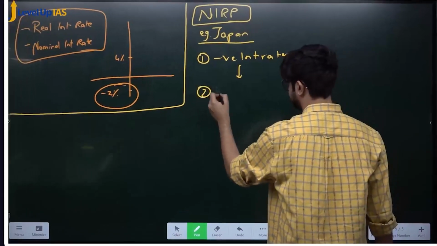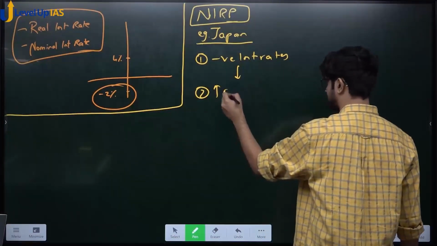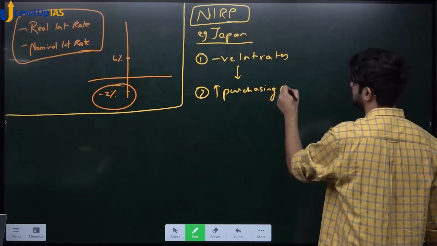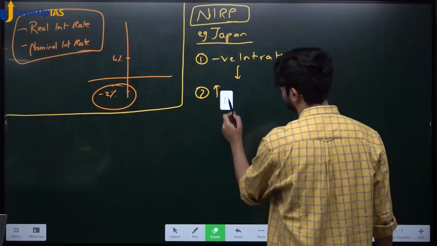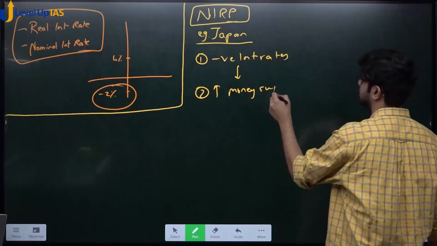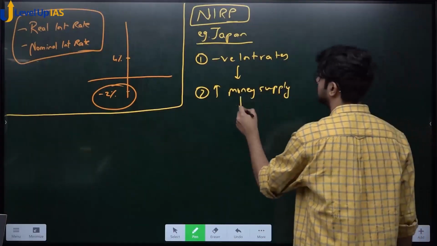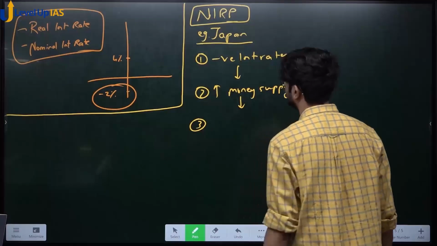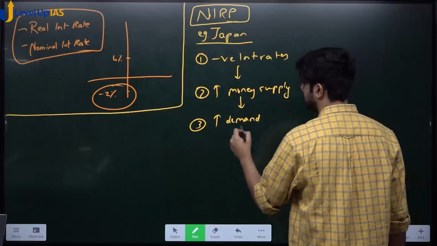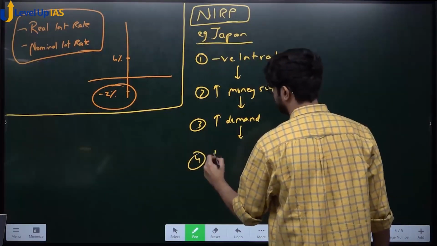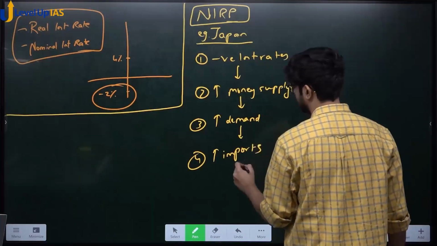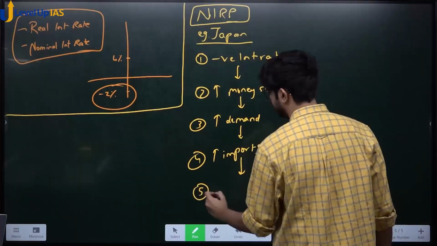Second step, higher purchasing power, because higher money. So let's use money supply here. Higher money supply. Next step, higher demand. Next step, higher imports. Next step, price rise.